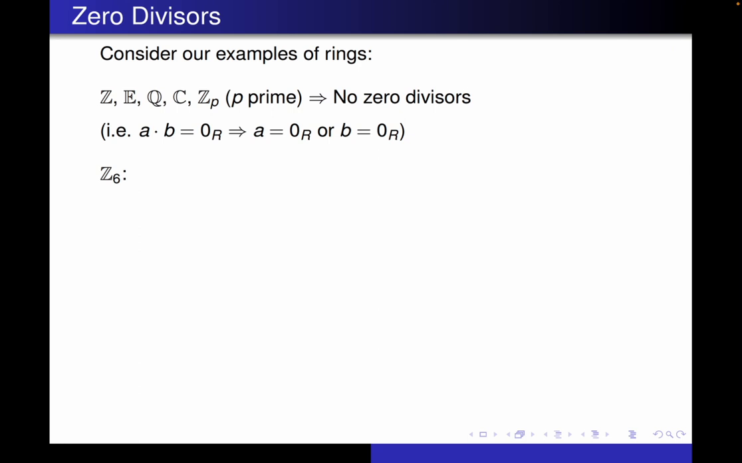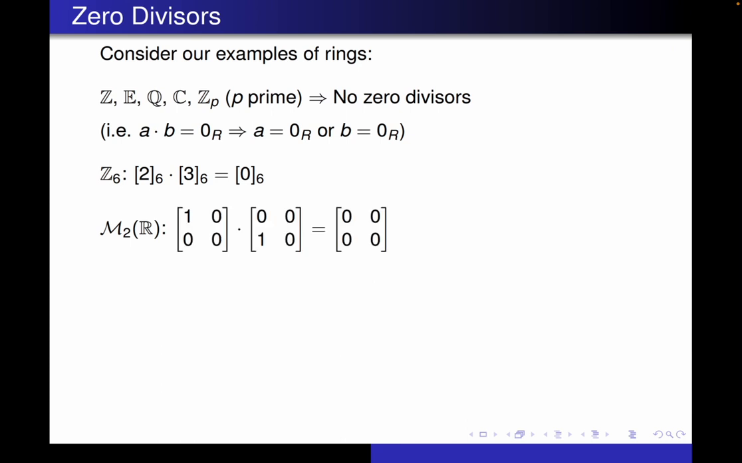However, that was not true for rings like Z6. There, if I did 2 times 3, you get 6, but 6 is the same as 0 in Z6. In the matrices, I'm going to look at 2 by 2 matrices. If you tweak things around a little bit, it's easy to find two non-zero matrices that multiply to give you 0. Here's an example that I give here. In fact, here's a fun fact. Anytime you have a matrix that is not invertible, that happens to be a zero divisor.